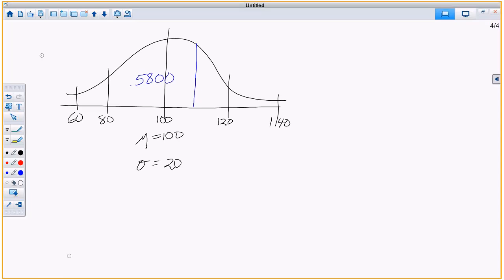0.5800. Okay? 0.5800. Well, they've given us an area, so that means we've got to find the what?